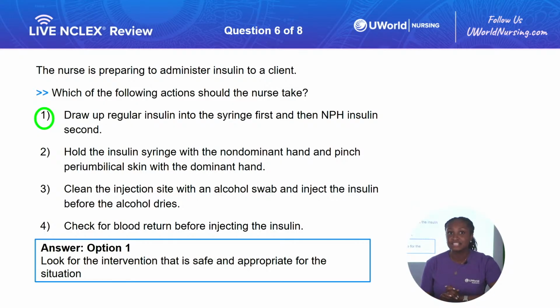Option 3, clean the injection site with the alcohol swab. That is correct, but you want to actually wait till the alcohol dries. So that second part of it is incorrect. Option 4, check for blood return before injecting the insulin. This is a best practice, especially since it's a sub-Q injection. You never want to draw back blood for a sub-Q injection. So you guys did good.